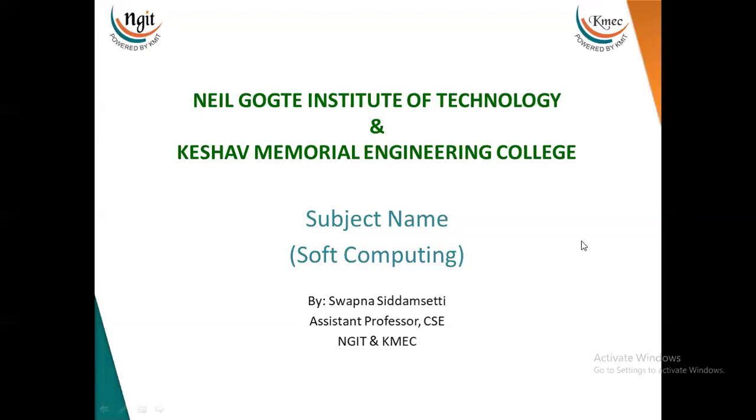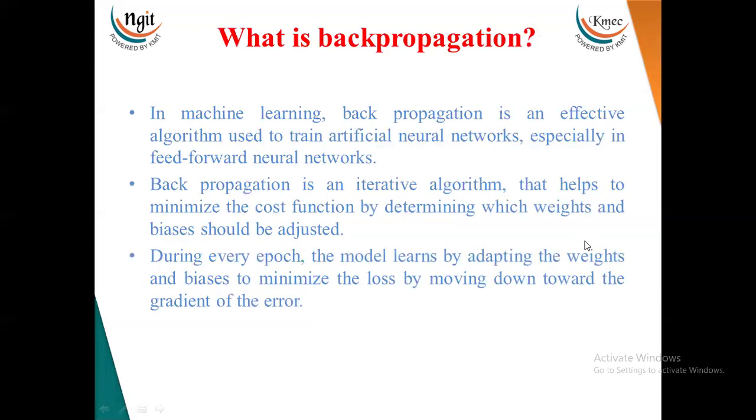Hello students, today we are going to learn about back propagation. So what is meant by back propagation? By the name itself, when we have an error, we go back to the previous layer and change the weights. So it is called back propagating. It is an effective algorithm used for ANNs, in feed-forward neural networks. We have seen the forward pass and the backward pass.